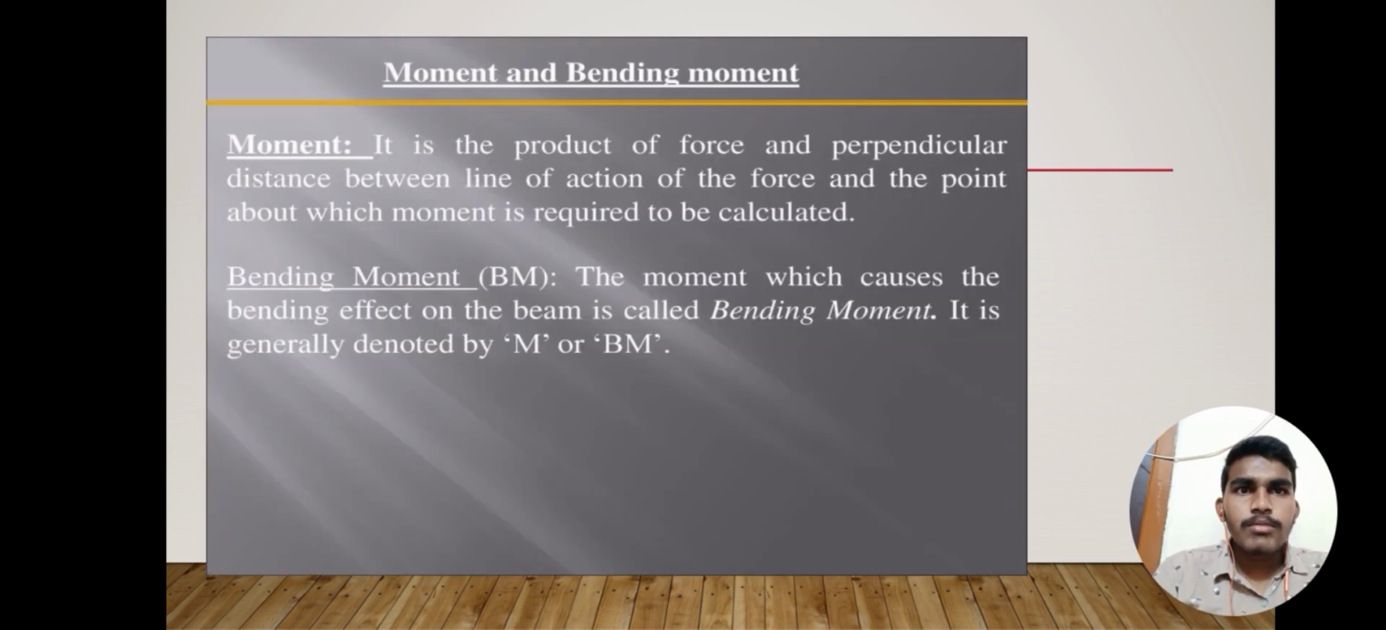So first we want to discuss moment and bending moment. What is the difference between moment and bending moment? Moment is the product of force and perpendicular distance between the line of action of the force and the point about which moment is required to be calculated. And the next is bending moment. The moment which causes the bending effect of the beam is called bending moment. It is generally denoted by M or BM.